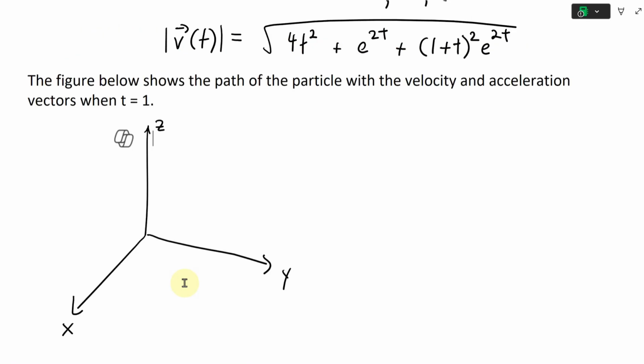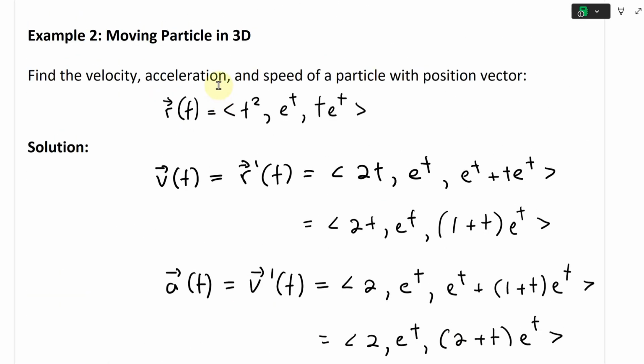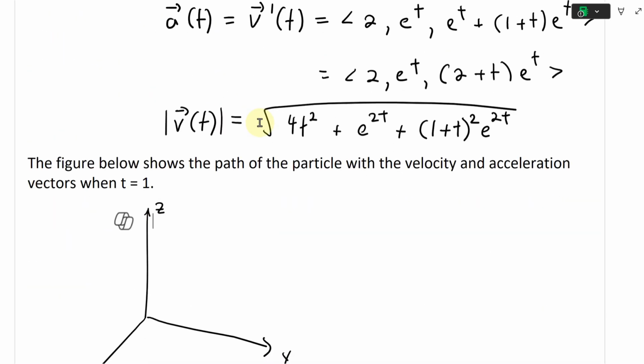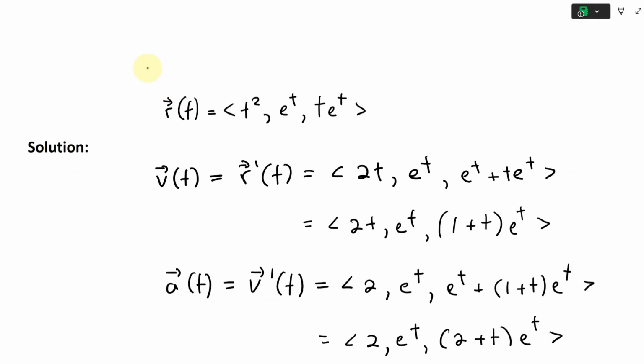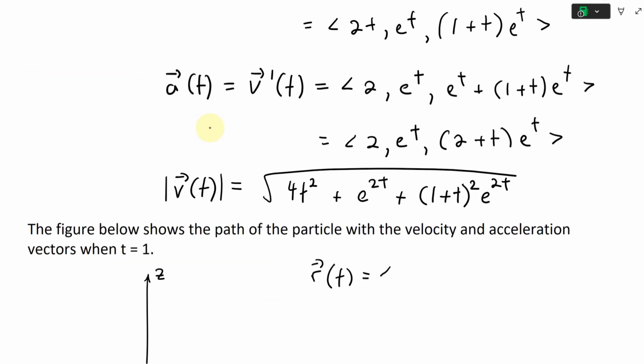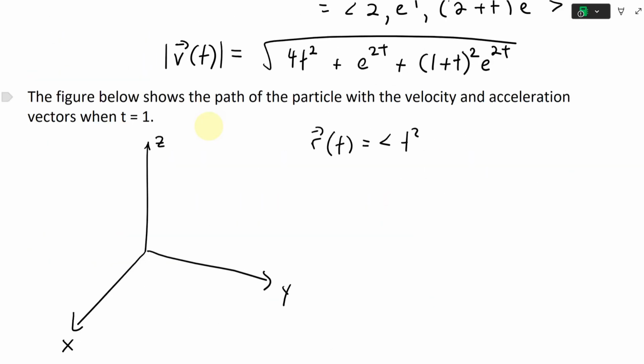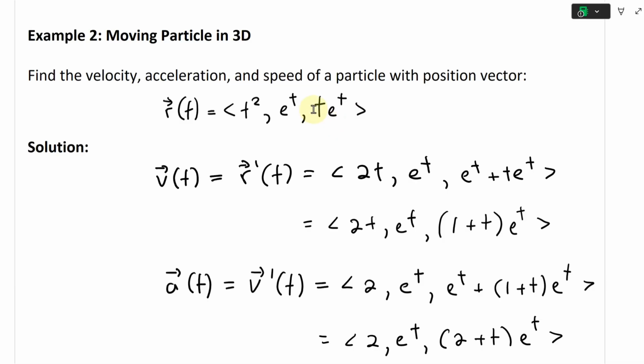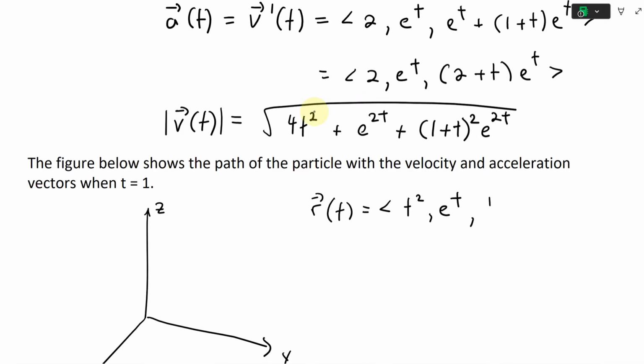So now we take our position vector. Let's start from the beginning, this one right here, r of t. I'll just put the whole thing. So r of t is equal to t squared, e to the t, t, e to the t. Yeah, I like trying to draw it out manually, it helps you understand how the equations all play out. So t squared, then e to the t, then t, e to the t, like that.